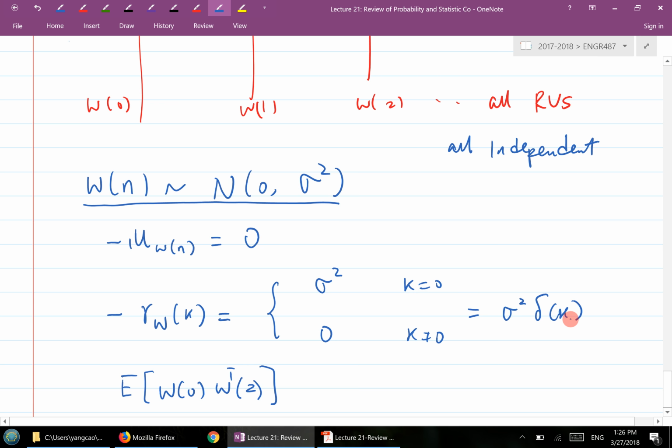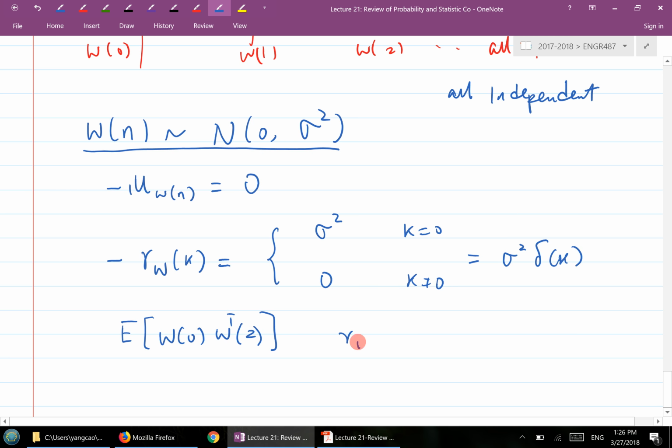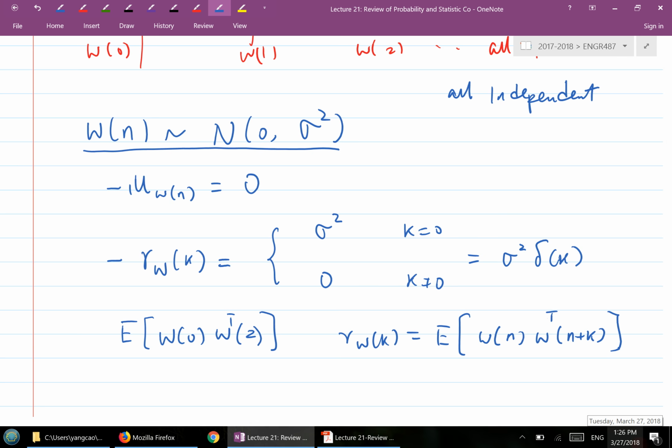That essentially summarizes this RW here. Technically speaking, it's equal to the expected value of W of n, any n, times W of n plus k, transpose. So that's the correlation between these two.